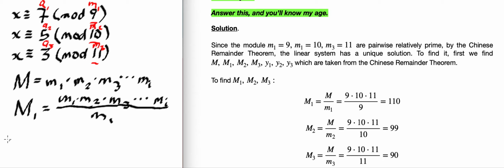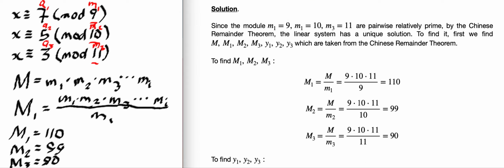Let me write it here. Big M sub 1 is equal to 110. We're going to make use of this in the future. Big M sub 2 is equal to 99. And big M sub 3 is equal to 90. Let me write that right. Okay, now we will be needing this in the future, like I said.